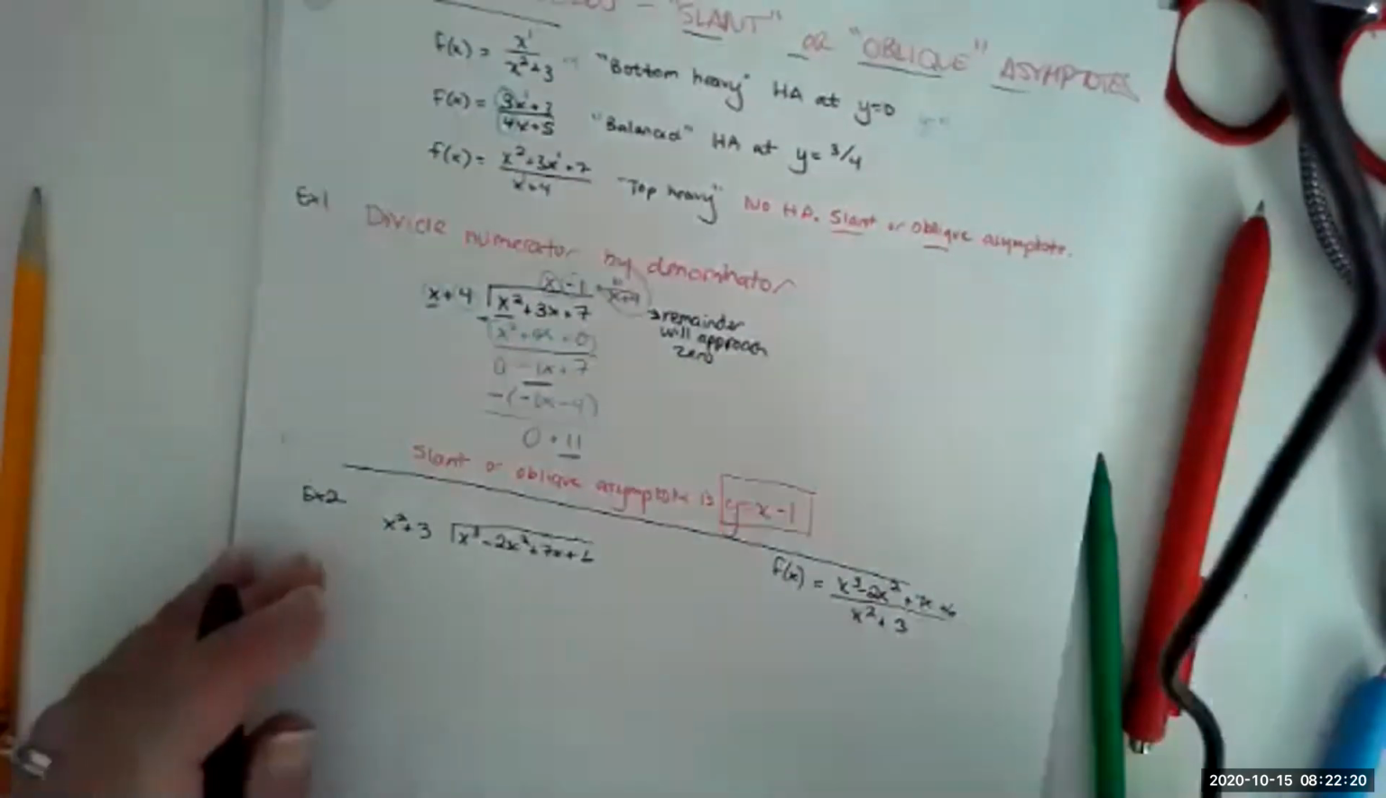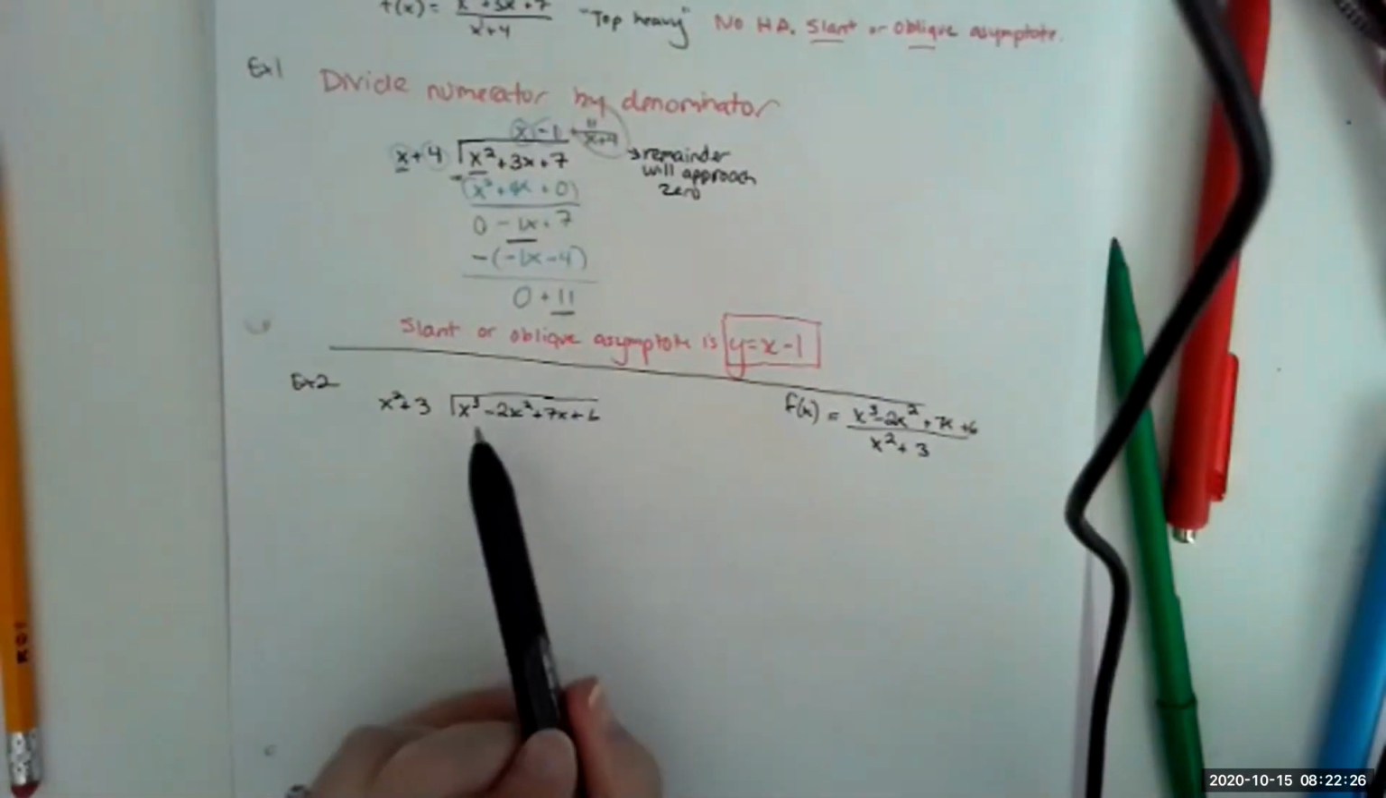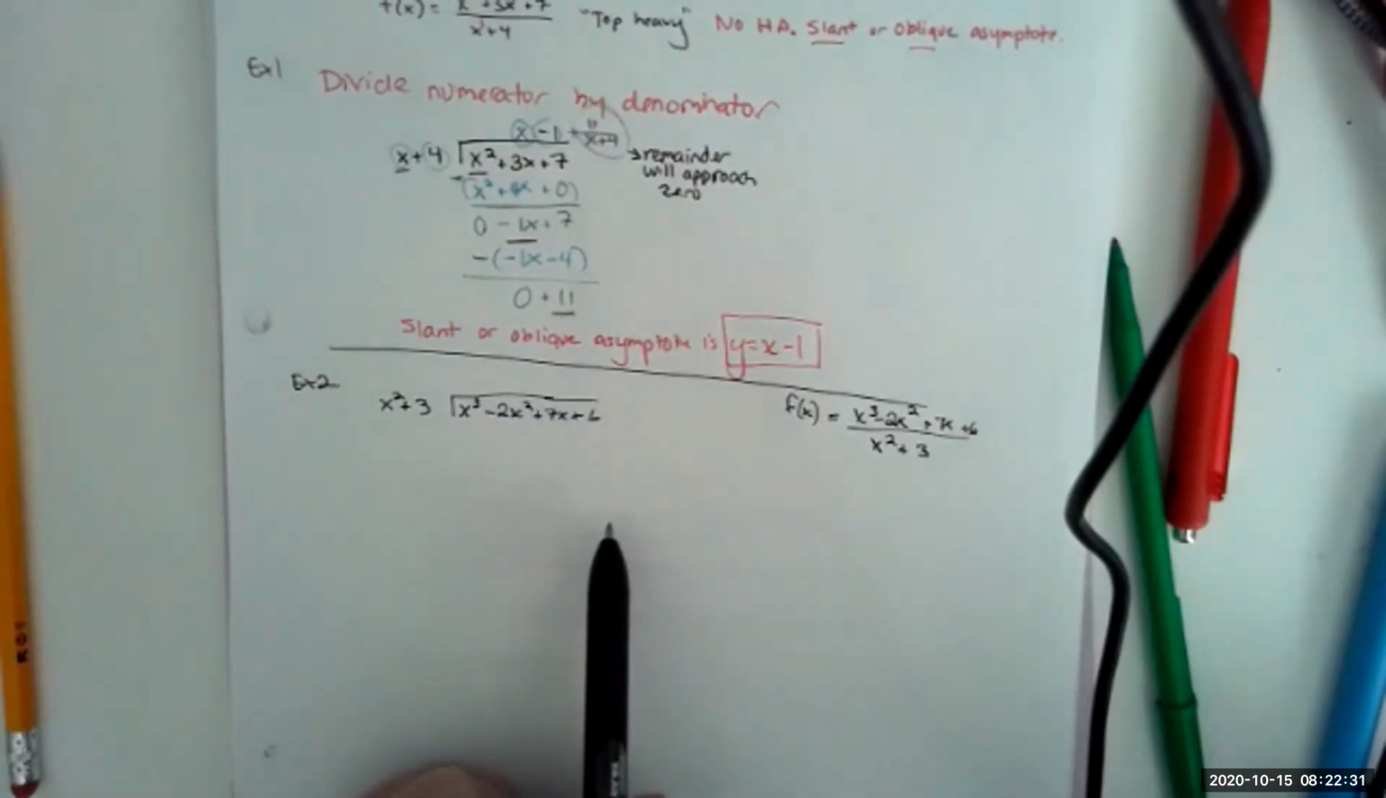Okay, so one of the things I mentioned is that when you do polynomial long division, it's important to have the exponents in descending order in standard form: 3, 2, 1, 0.